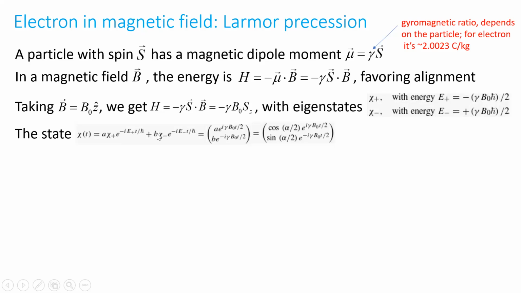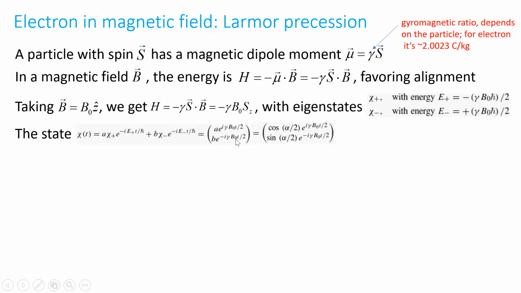But we put in the time dependence here to look at what happens as time evolves to this spin state. So that becomes this, and if we write it out as a vector, where the top coefficient is the coefficient of chi plus, spin up, and the bottom element of the vector is the coefficient of spin down, we get this, where we've substituted in the values for E plus and E minus using these values up here.